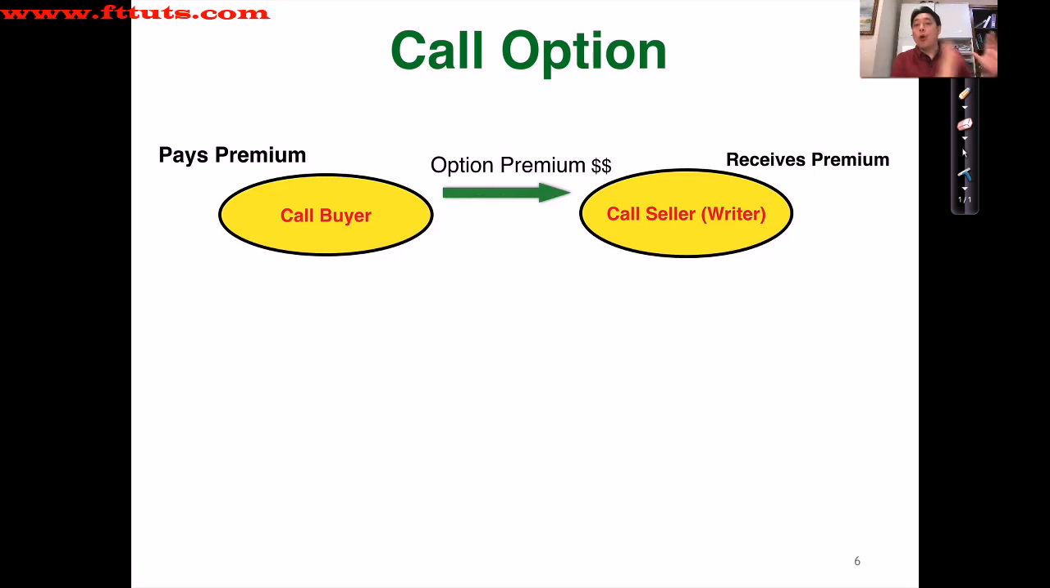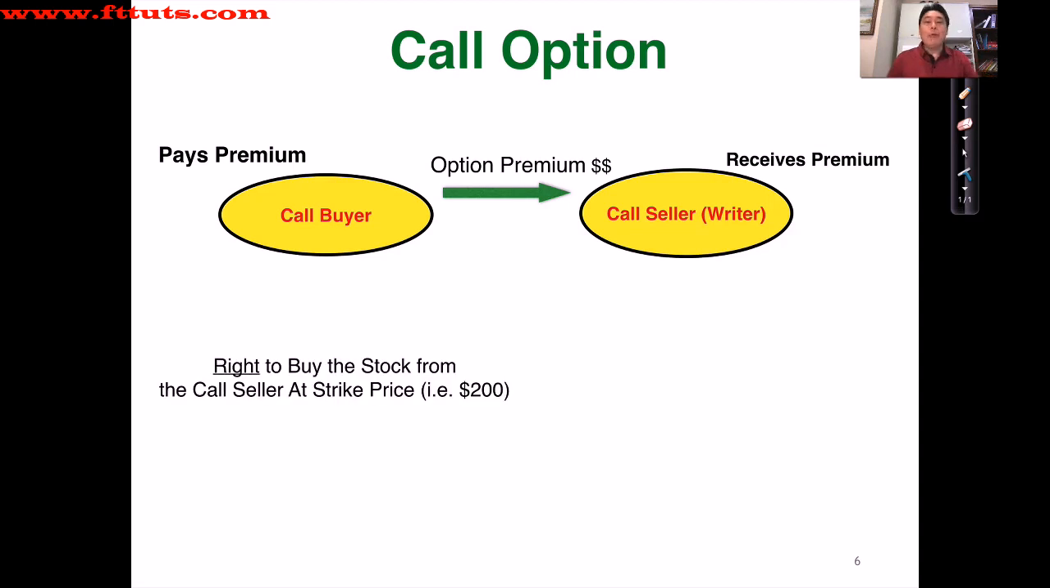But let's go back to the call buyer again. So as a call buyer, you pay the premium, and now you own the option. You own the call option. And the call option you own gives you the right. You now have the right to buy the shares, in this case it's Apple, from the call seller at the agreed upon price, which again is called the strike price of, for example, $200.